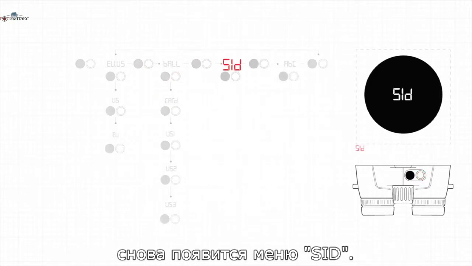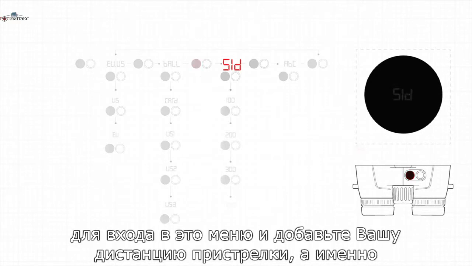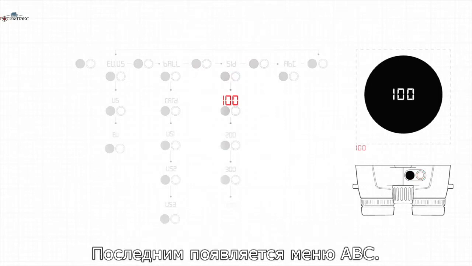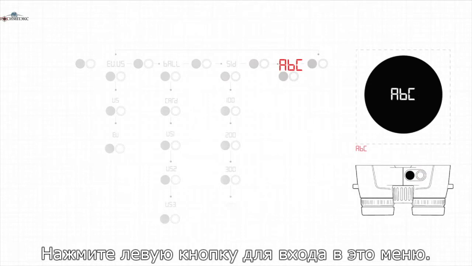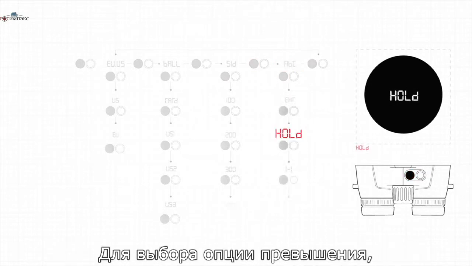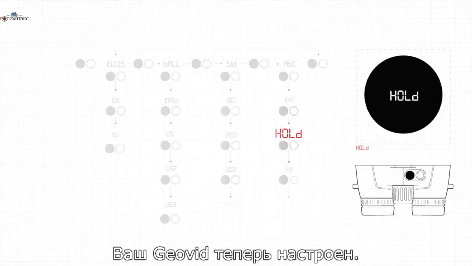Again, the SID menu appears. Press the measurement button to access this menu and set your range at 100 yards by pressing the secondary button. Lastly, the ABC menu will appear. Press the measurement button to access this menu. Press the measurement button again to toggle to the holdover option, and press the secondary button to select it as your ABC output. Your Geovid is now set up.